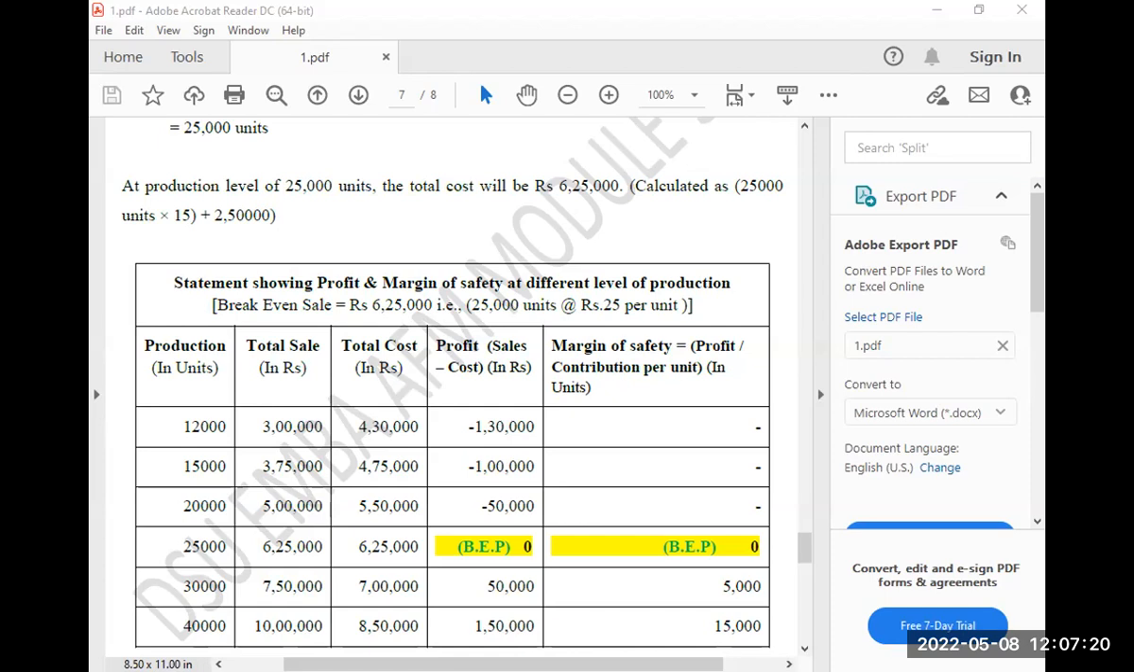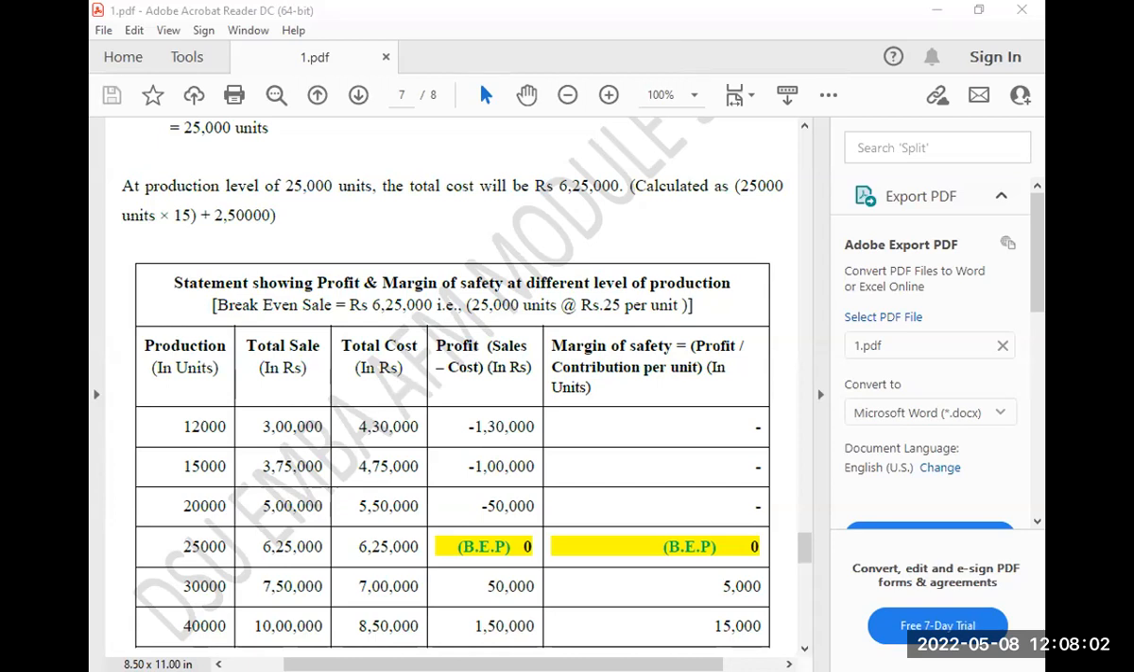I repeat again. Sales required to earn a desired profit is equal to fixed cost plus desired profit divided by contribution per unit. That is equal to, in this question, 6,30,000 plus 4,20,000 divided by 20 minus 15, that is 5. So it is 10,50,000 divided by 5 is equal to 2,10,000 units. Okay. Final answer.